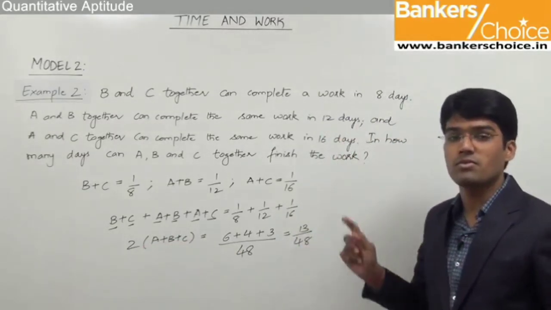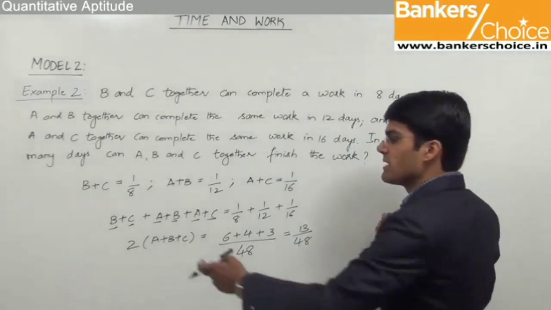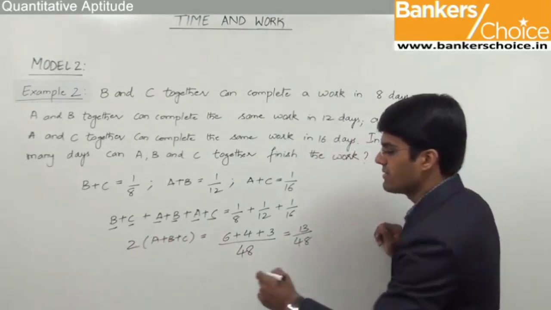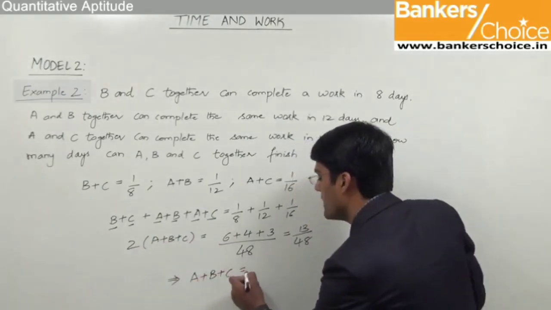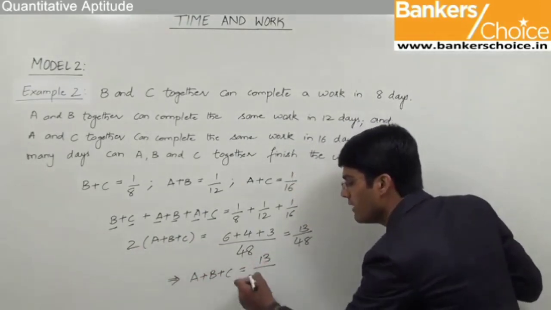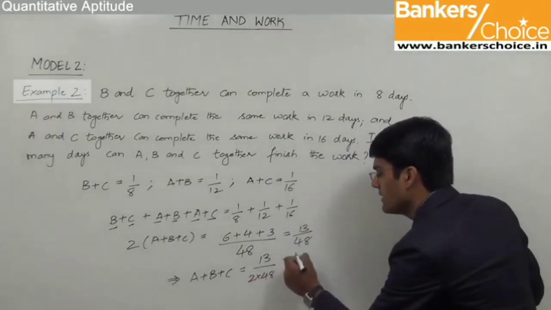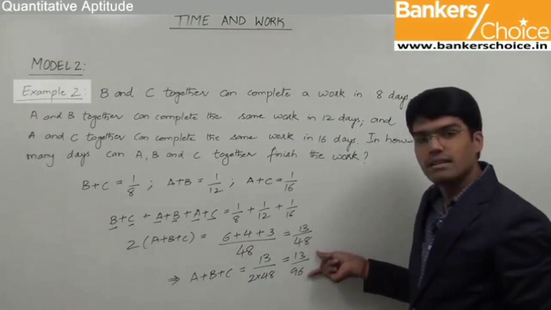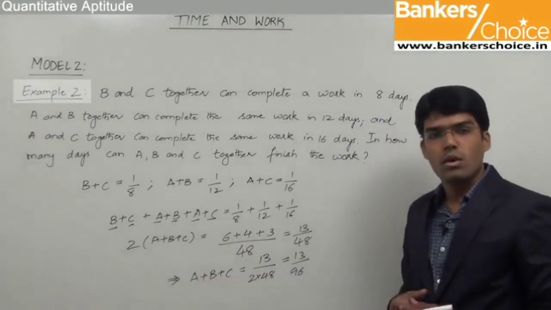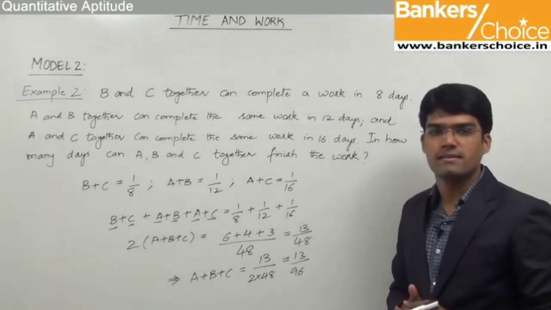But here we are supposed to find out the work done by only 1 A, 1 B and 1 C. So let us bring this 2 on the other side. So we can say that A plus B plus C in one day can finish 13 by 2 into 48 of the work. So this is nothing but 13 by 96. So this is the total capacity of A, B and C working together. That means in one day they can finish 13 by 96 of the work.